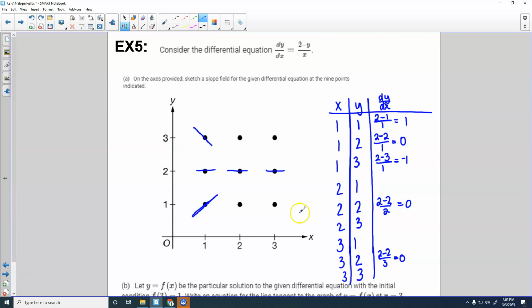And then I'm going to do the other point. So I've got the point 2, 1 will be 2 minus 1 over 2, and that will give me 1/2. So this line right here should be less steep than the one to the left of it. And then I'll have 2 minus 3 over 2. That's going to give me negative 1/2. And so that would be at this point, and it would look like that, not quite as steep as the one before it.